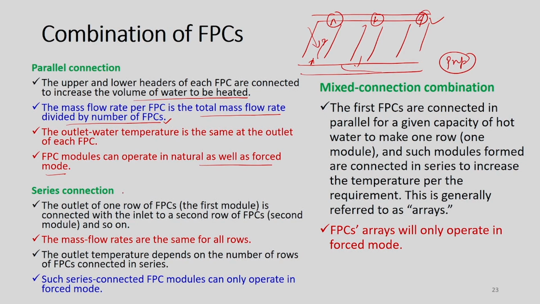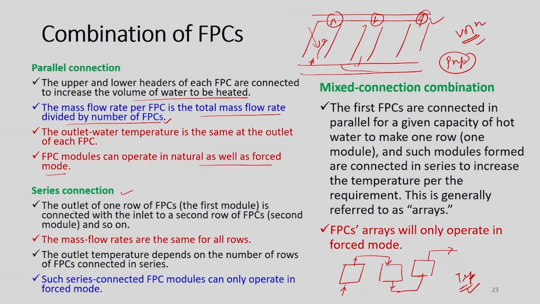So, for series connection, this is collector 1, this may be collector 2. So, it may be inlet, this is outlet. The outlet will be connected to the inlet here, and then this outlet will go to the other collector, as an inlet. That way we can maximize the temperature. So, here we can maximize the volume and here we can maximize the temperature, the temperature of the water, if water is the heat transfer fluid.